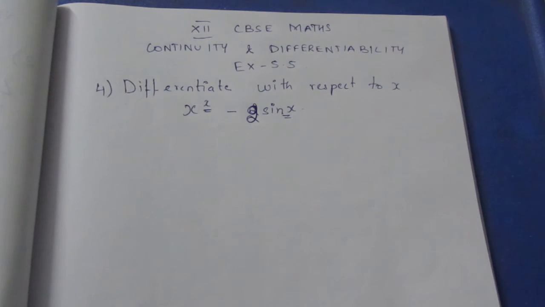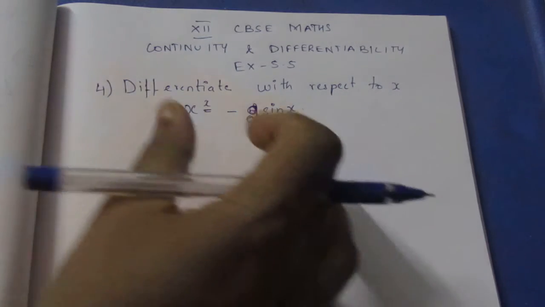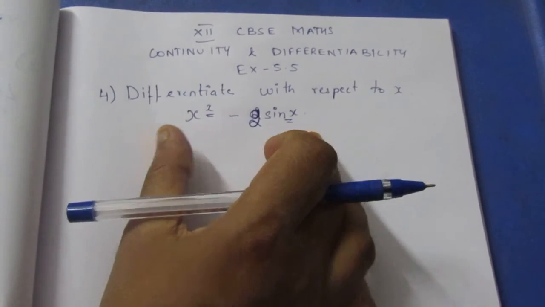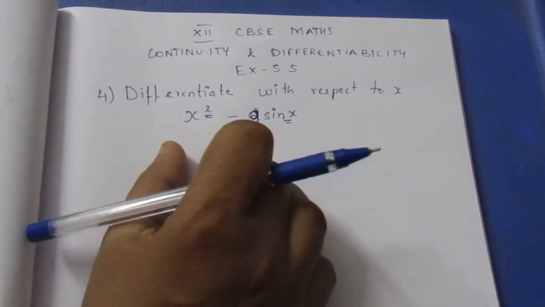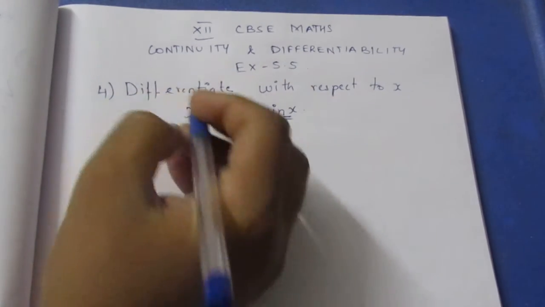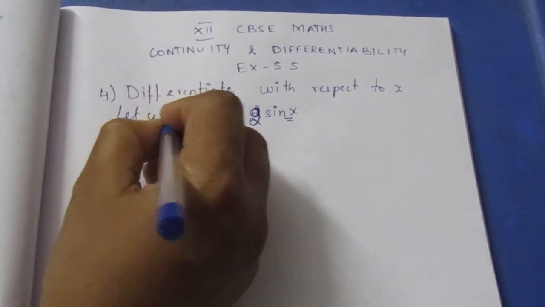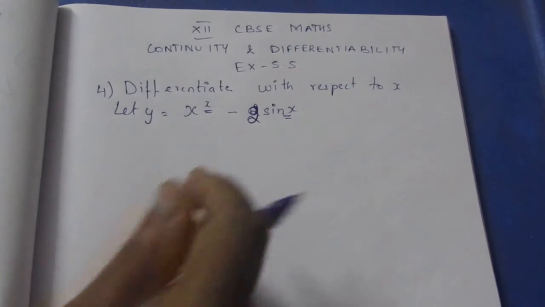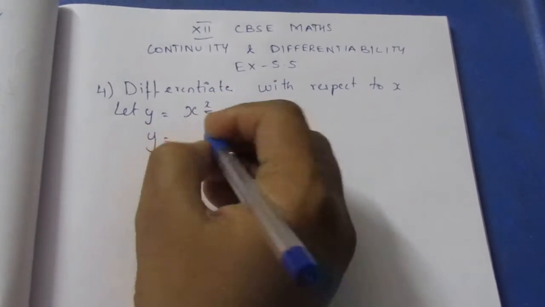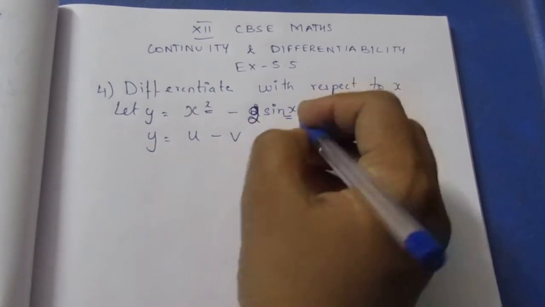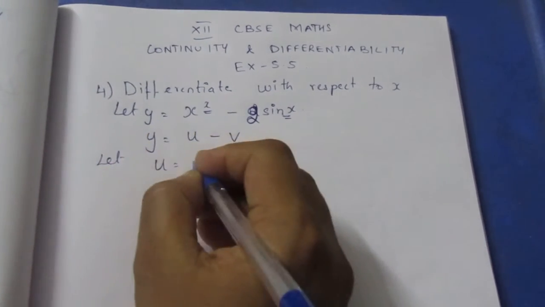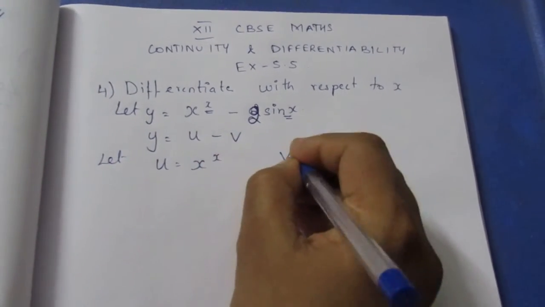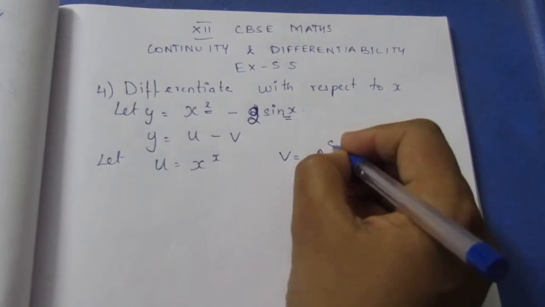If it is in power, always take log. But taking log in this, there are plus and minus in between. If there are plus and minus, we can't take log separately. For that reason, I am going to split the given question. Let y equal to the given question. I am going to write y as u minus v, where u is equal to x power x and v is equal to 2 power sin x.